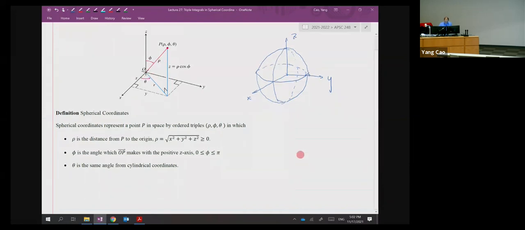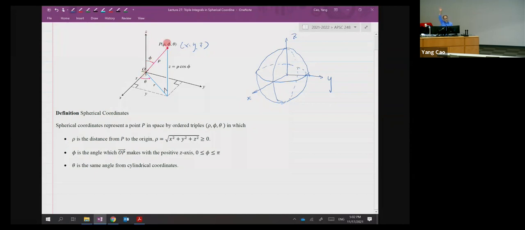Now precisely, rho is the distance from the origin to point P. If point P has coordinates x, y, z, then rho is simply the square root of x squared plus y squared plus z squared. So rho itself is a non-negative number, greater than or equal to 0. The phi here is the angle between the z-axis and OP.